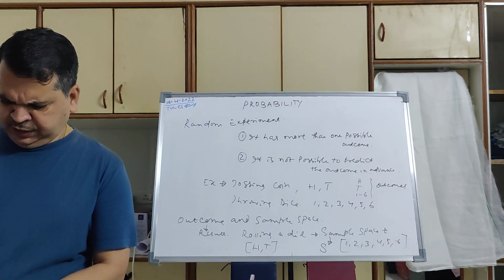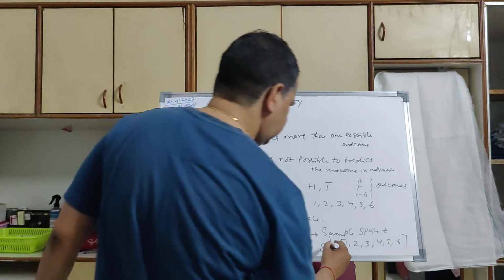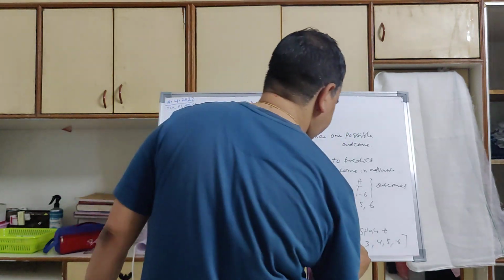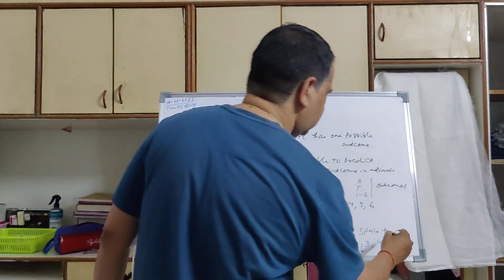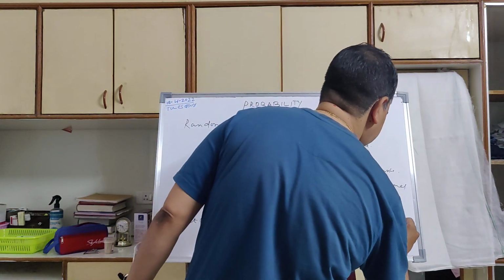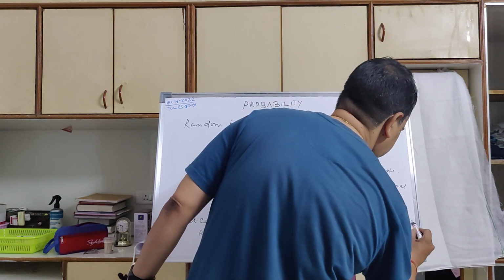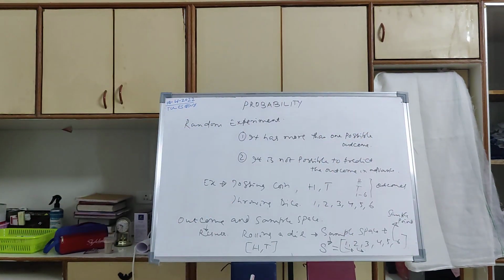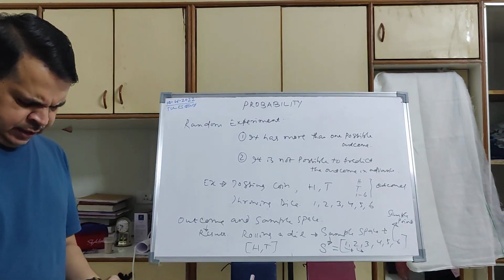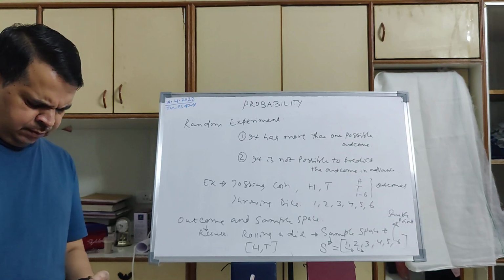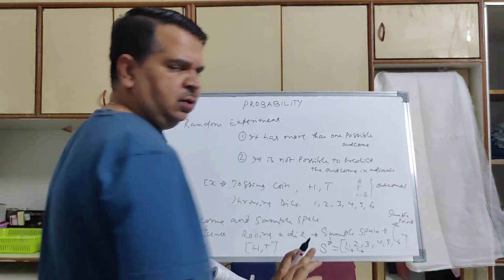Each element of a sample space is called a sample point. So this is your sample space, and each element of the sample space, like 1, 2, 3, 4, 5, is called a sample point. Another terminology is sample point. Each outcome in a sample space is called a sample point. In other words, each outcome of the random experiment is also called a sample point.